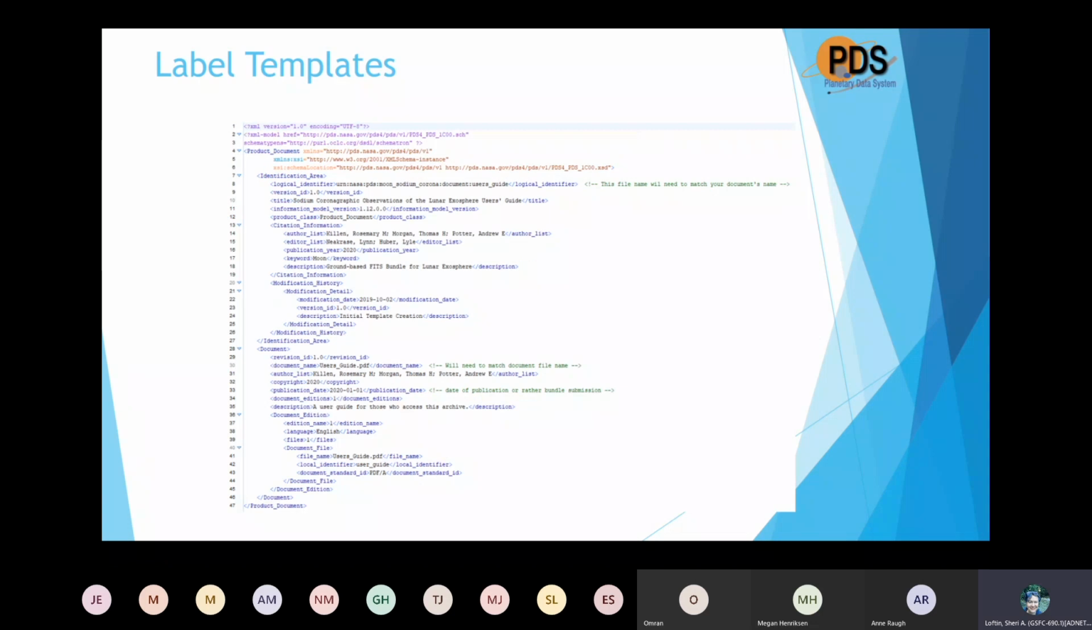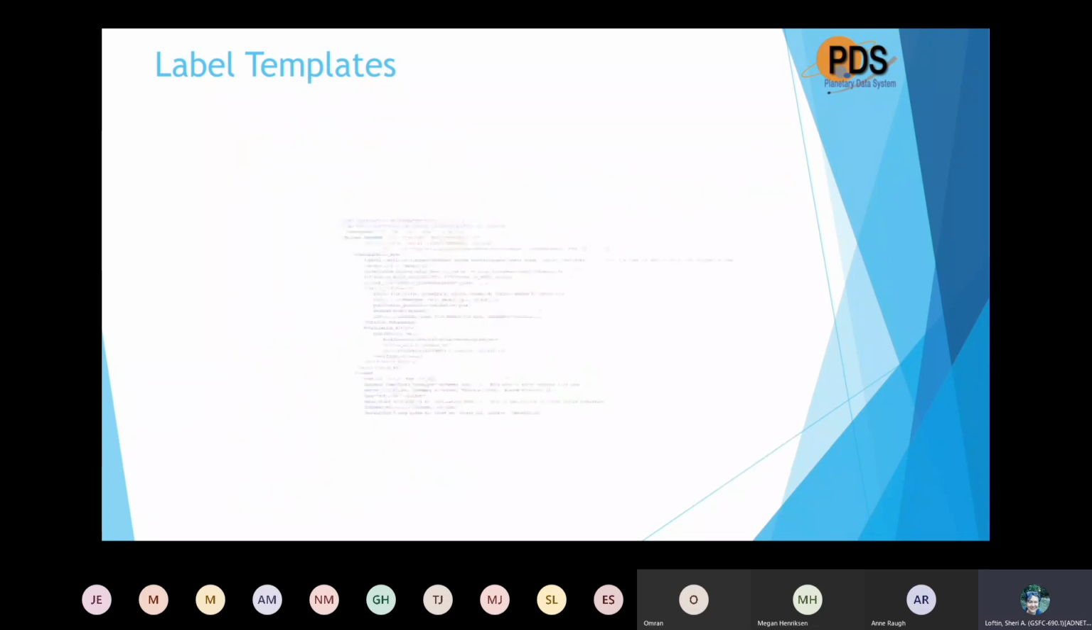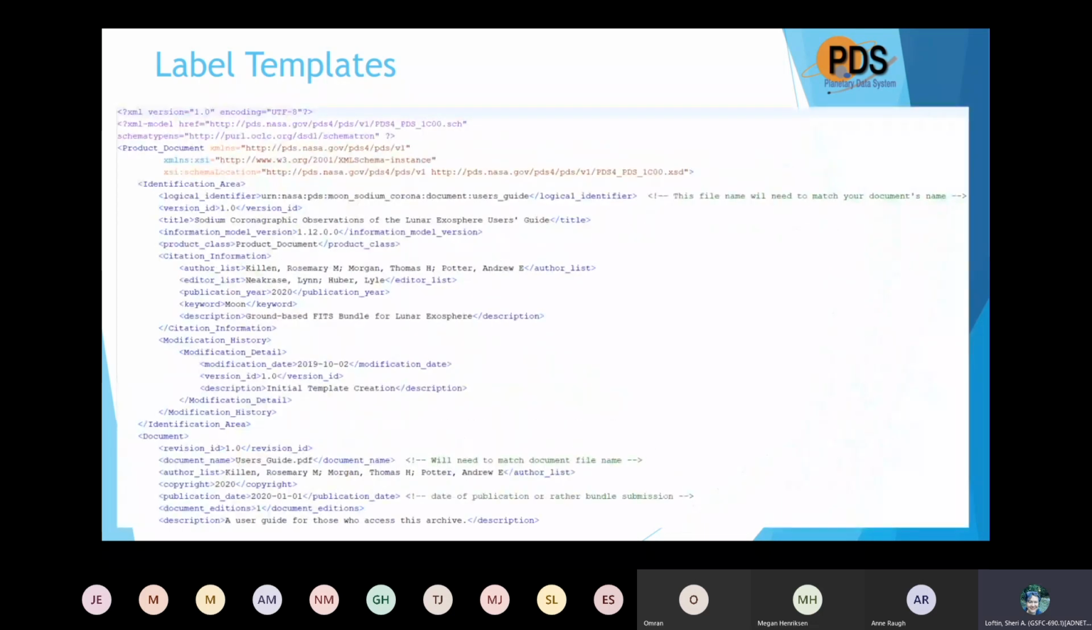So here is an example template, and we're going to zoom in on that because it's very tiny. Creating a template for each type of label file will speed up the process. This template was created by the Atmospheres node, for the study Sodium Coronagraphic Observations of the Lunar Exosphere. This template is for a document label, and as you can see, there are entries that are the same throughout each document in this collection.